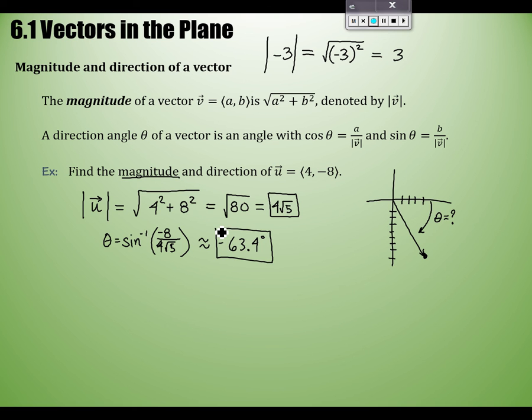Wait, does the magnitude of a vector have units? Not on this particular example, but in general it will. Like, if we're finding some force vector, it'll have units of newtons or pounds or something. If it's velocity, it'll be in meters per second or whatever.